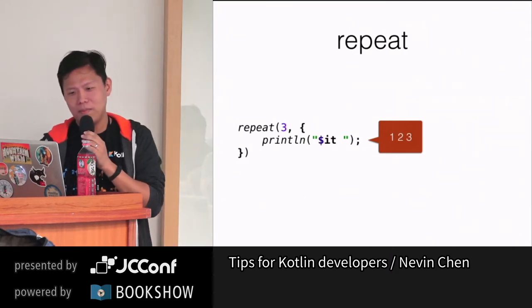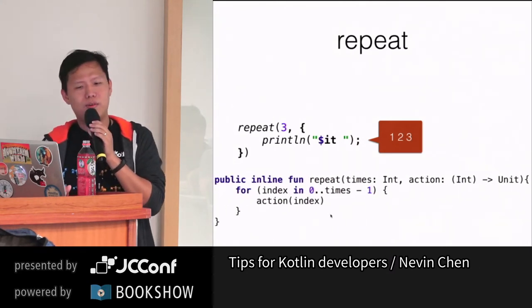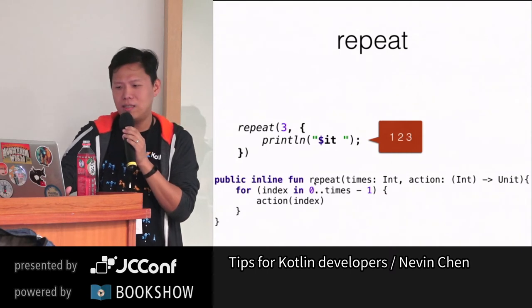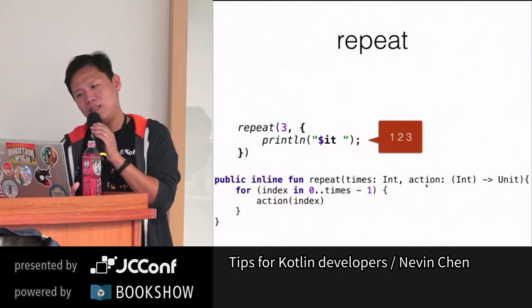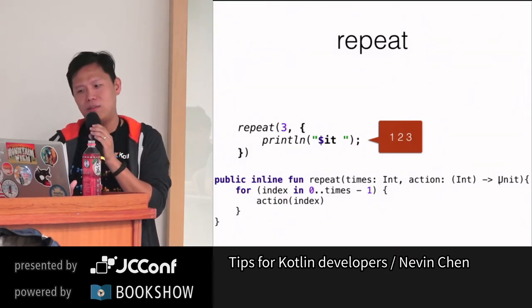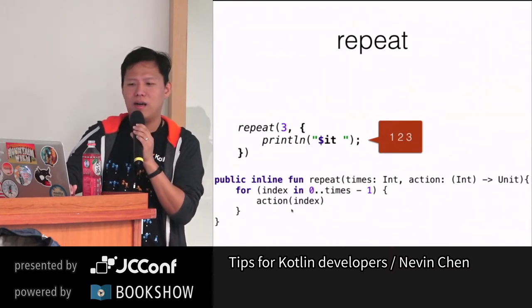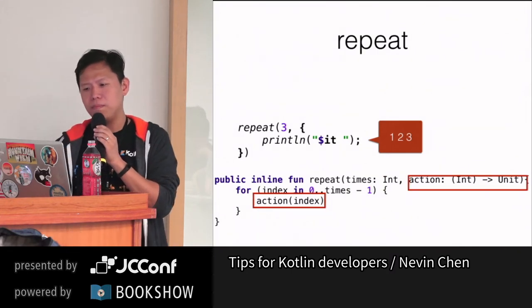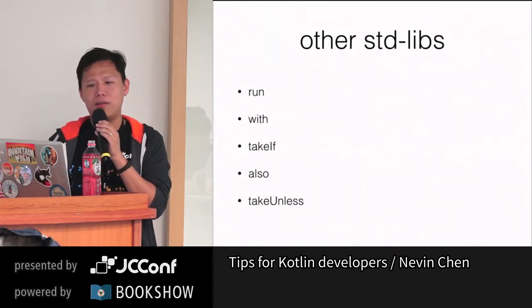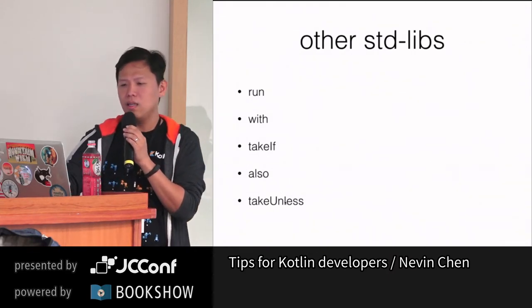Another one is repeat, like repeat this lambda 3 times. Every time you get the index passed in, so you print 1, 2, 3. If you look at the implementation, repeat takes an int, that's times, and a function. The function accepts an int and returns a unit, that's void. And you just run it that many times. There are a lot of others, like takeIf and also takeUnless.